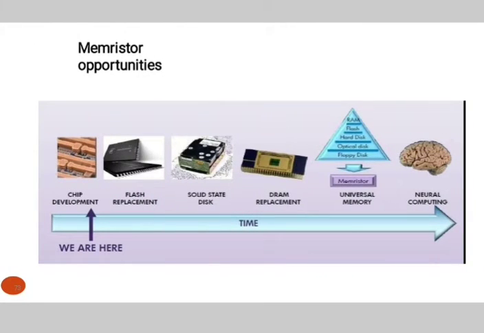Then memristor opportunities. So now we are here, that is at chip development. Then the next, according to time, will be flash replacement, solid state disk, DRAM replacement, universal memory and neural computing.